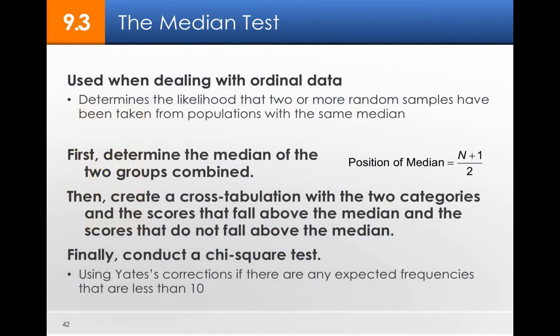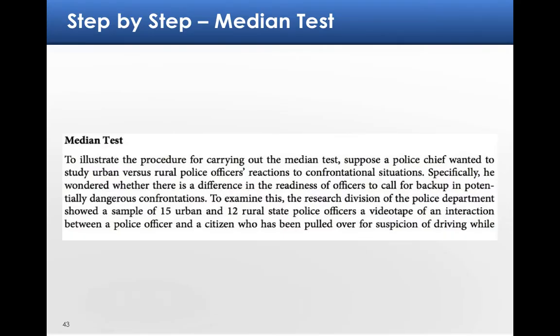The median test. We can use this with ordinal data. So what is the likelihood that 2 or more random samples have been taken from populations with the same median? Remember where the median is. It's that middle point. And we want to create a crosstab with the 2 categories and scores that fall above the median and below it. Then we're going to use a chi-square test.